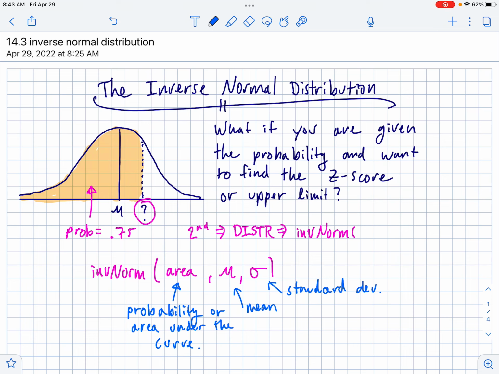The way inverse norm works, it always works from the left to the right. So let's make a note about that. It always works from the left to the right. There are going to sometimes be questions where they ask you to find this area over here, but then you have to do a little bit of trickery with invNorm to make it give you that area. So let's get into it. Let's do some examples.